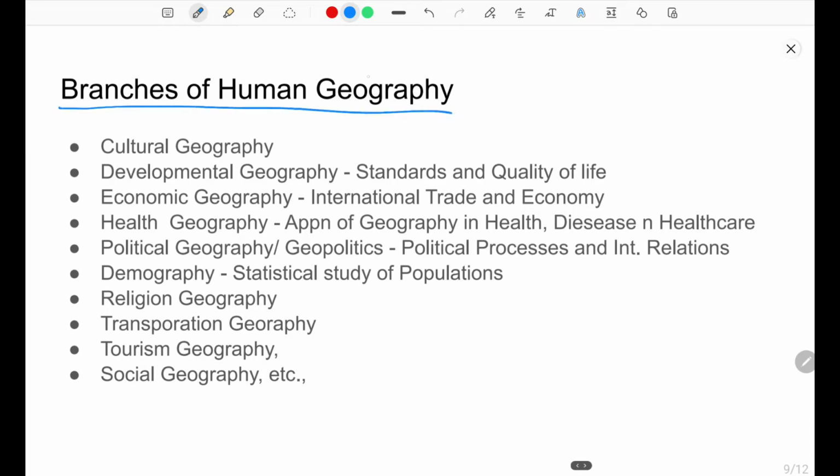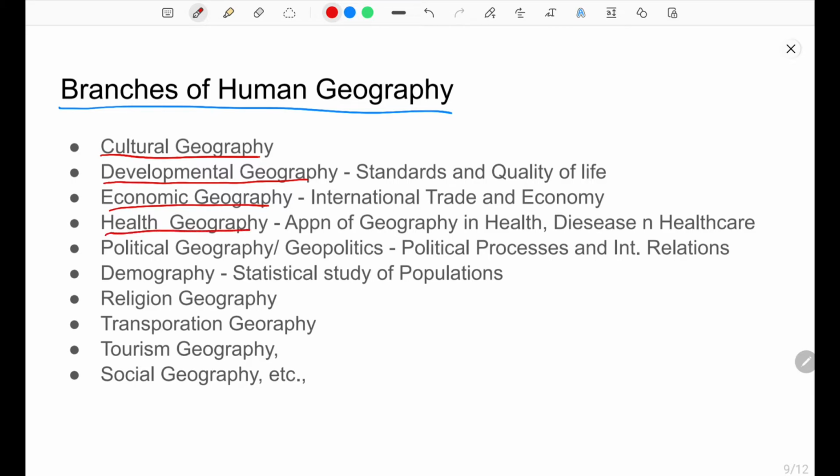Human geography is divided into various branches. If we speak about them one by one, the first one is cultural geography, which speaks about the various cultures across the globe. The next one, developmental geography, speaks about the standards and quality of life across the globe. Economic geography speaks about international trade and economy.